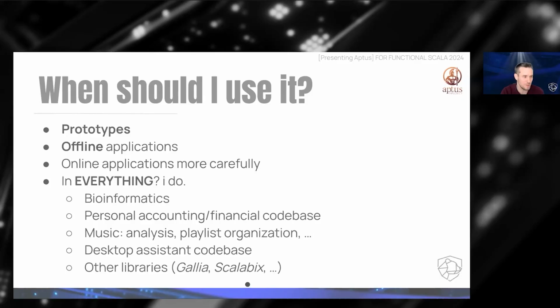So when should you use it? Like I said, I use it a lot in prototypes and in most of my offline applications. So I'm perfectly comfortable with a runtime error stopping my program, for instance. I use it more carefully with online applications. But personally, I use it in almost everything because I know it so well, in applications in bioinformatics, accounting, finance, music. I have a little desktop assistant written all in Scala that I use a lot of Aptus for, and basically all my other libraries use Aptus as well. So it's fairly well tried and tested.